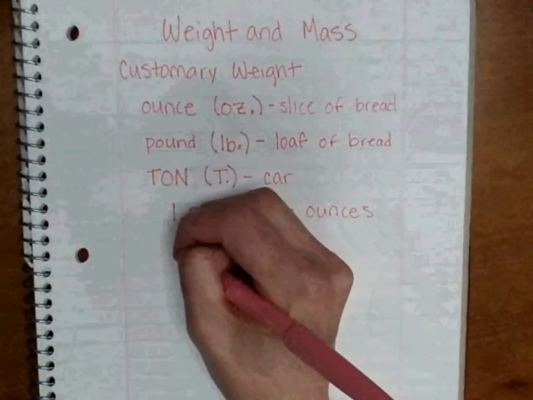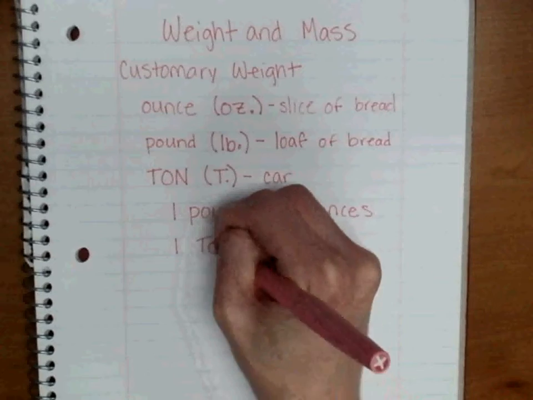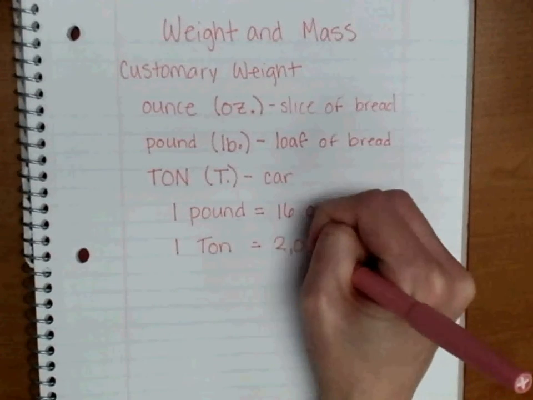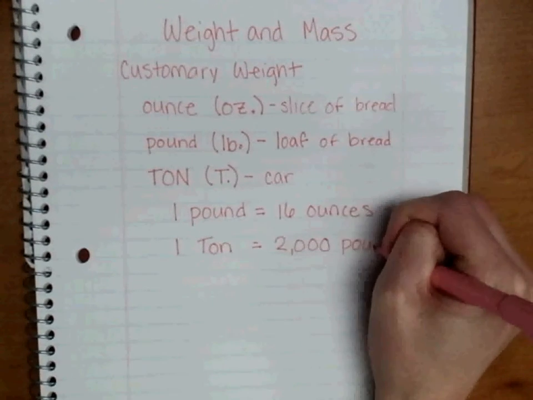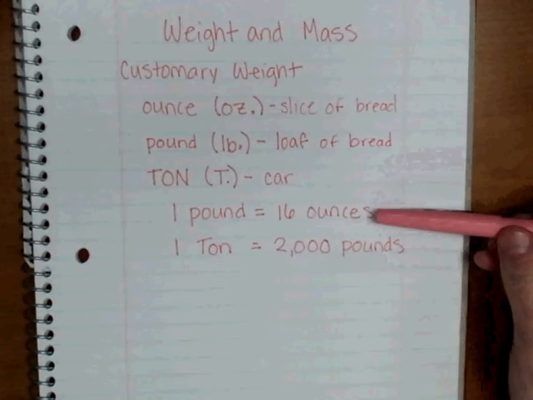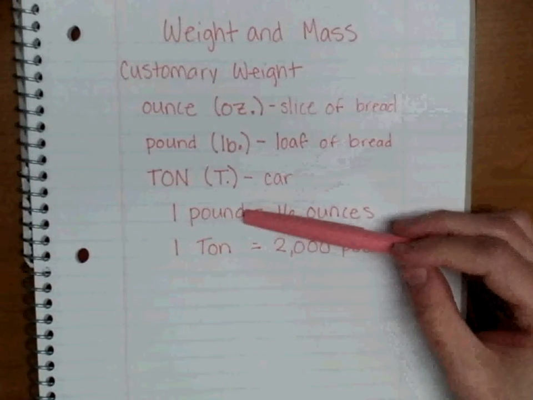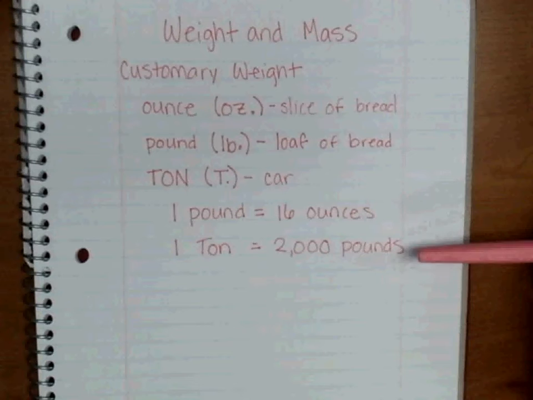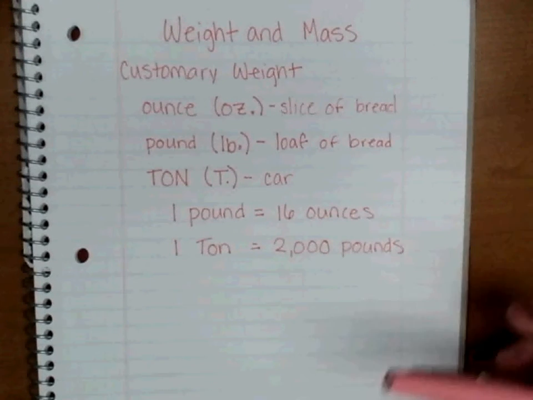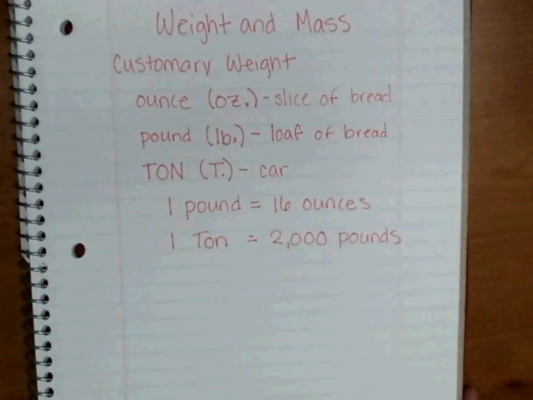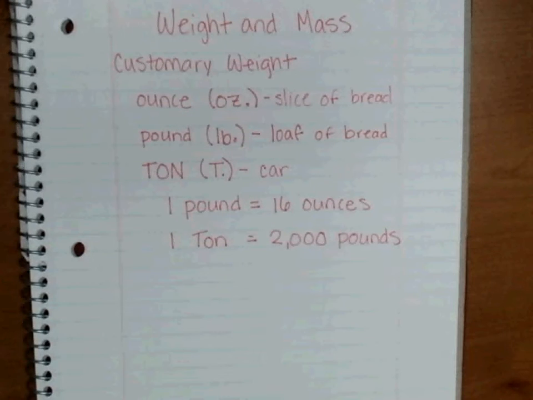And then 1 ton is 2,000 pounds. So we go from a teeny tiny ounce to a pound to 2,000 pounds equaling a ton. So when they measure packages like to ship, let's say they're sending Legos to Canada to sell, they would measure the weight of that package, and it would probably be thousands of pounds. Cars are weighed by tons.